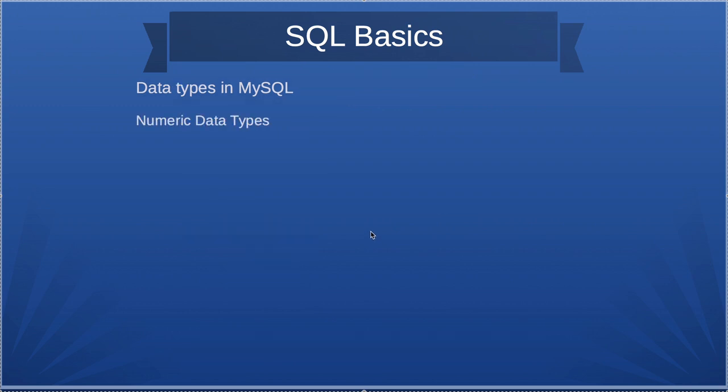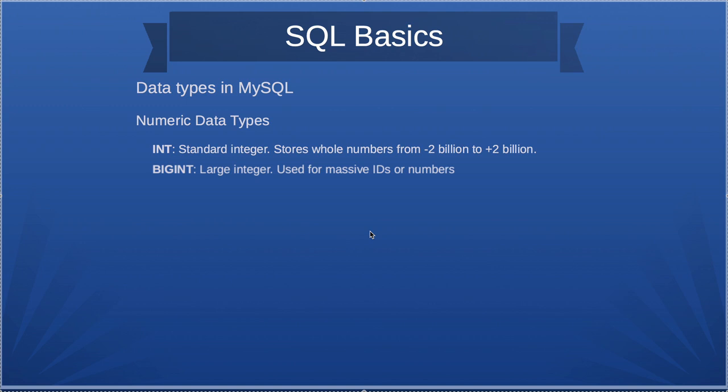Number data types. So what are the number data types in MySQL? So let us see. int is actually the standard integer. It stores numbers from -2 billion to +2 billion. And next is bigint. Bigint actually stores large numbers.